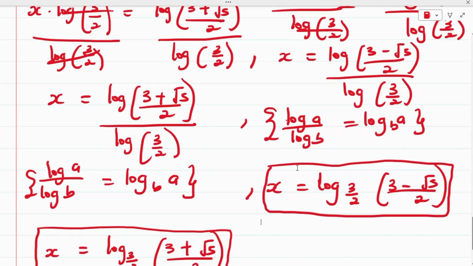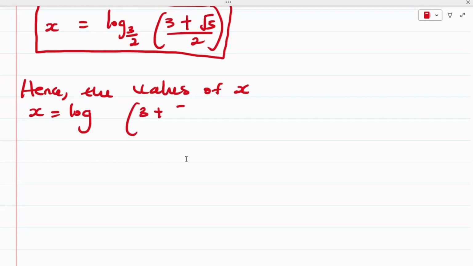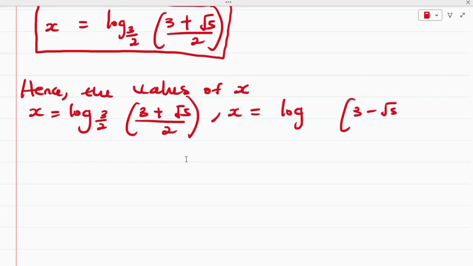So we have the values of x right here. Hence, the values of x are given as: x is equal to log 3 plus the root of 5 over 2 base 3 over 2, and x is equal to log 3 minus the root of 5 over 2 base 3 over 2. So these are the values of x.